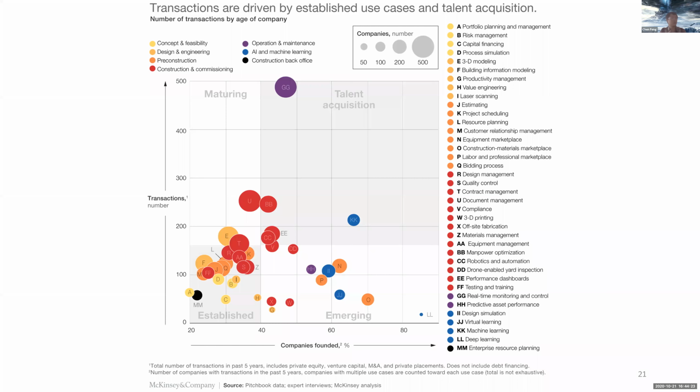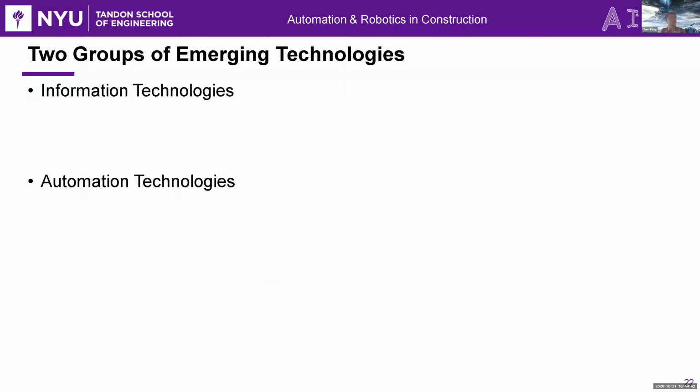This figure also shows the number of transactions versus the technology companies in construction being founded over the past 5 years. I will skip the details. You can easily find this report from McKinsey. Next, I want to quickly show several videos before we finish the presentation.